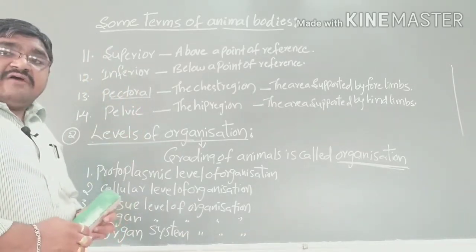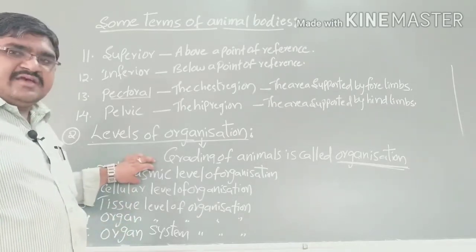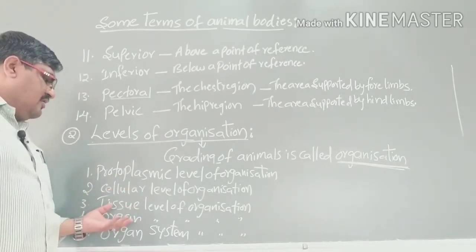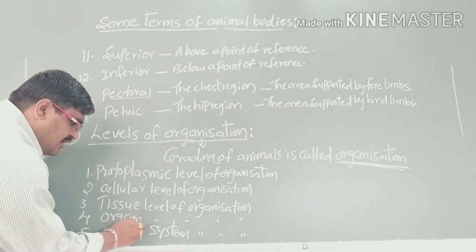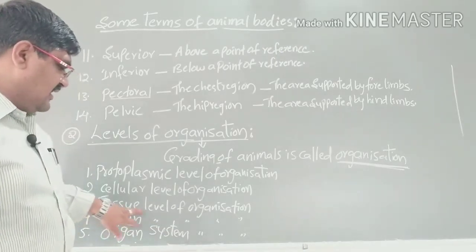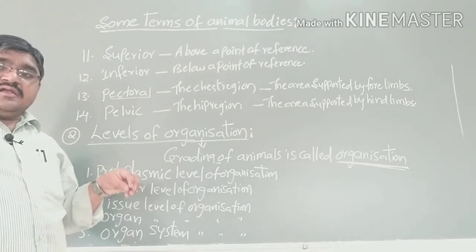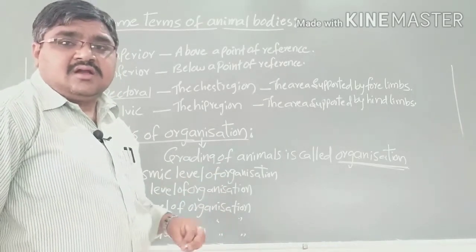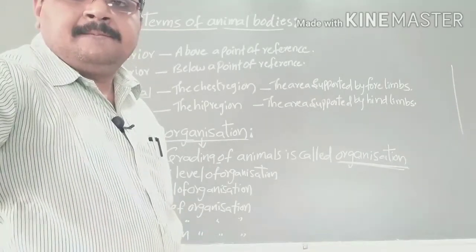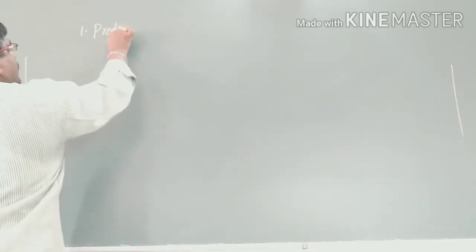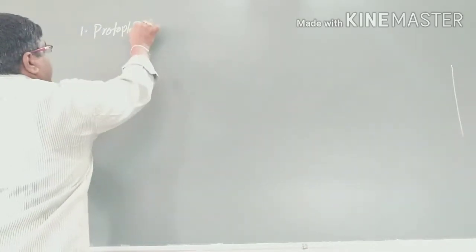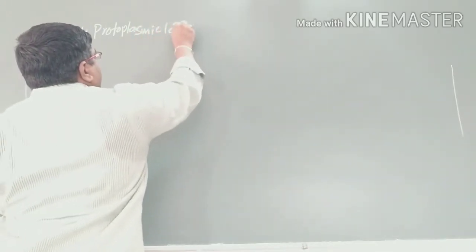So these are the five grades of organization present in animals: the protoplasmic, cellular, tissue, organ, and organ system grades of organization. Now we'll discuss them one by one. Coming to the first one, the protoplasmic level of organization.